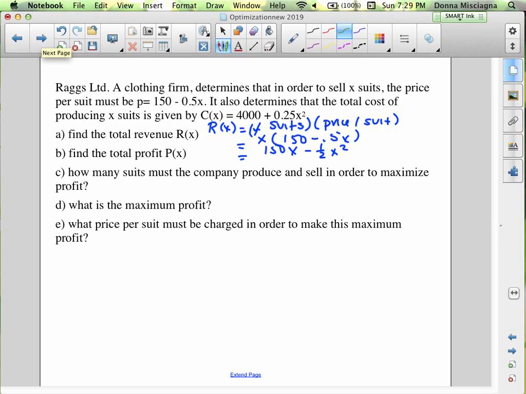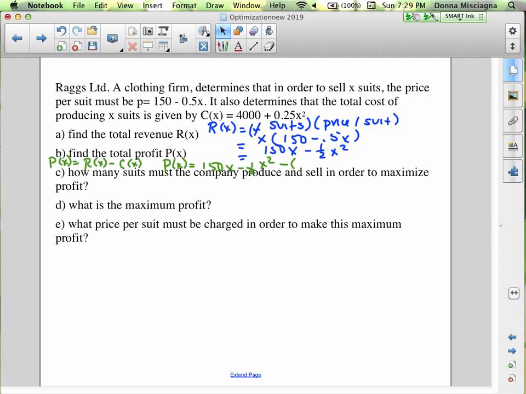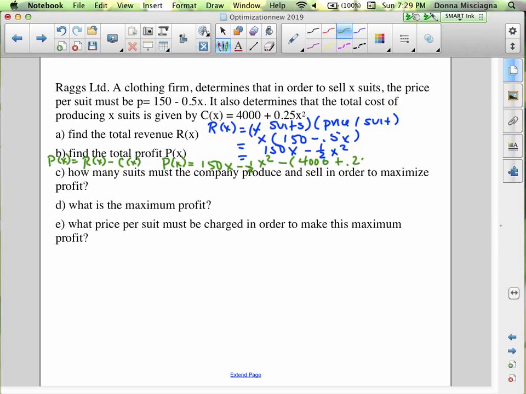So profit is just revenue minus cost. That means P of X would be 150x minus 1/2 x squared. And then we'd subtract the cost function, which is given to us above, 4,000 plus 0.25x squared. And now let's combine the like terms.